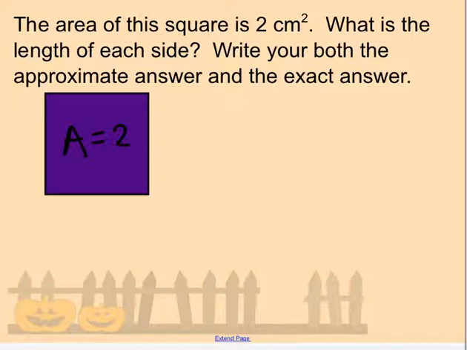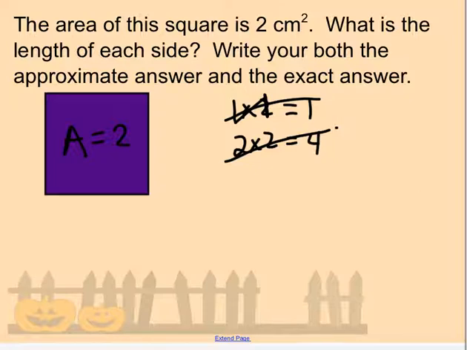Well, if I do something like 1 times 1, that equals just 1. So that's not going to work. 2 times 2, well, that gives me 4, so that's already too big. I know that it has to be something between 1 and 2 for my side lengths. Well, the thing is, since we're talking about irrational numbers, guess what? The answer is going to be an irrational number.